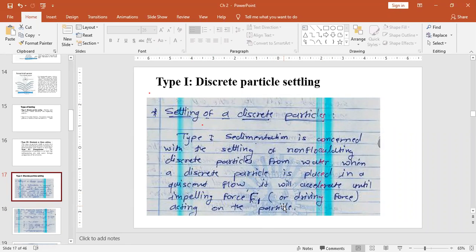Actually, one sentence is missing over here. What should that sentence be? Let me check. The sentence should be like this: it will accelerate until the impelling force acts on the particle, and the particle settles down when the impelling force, or driving force, and the drag force become equal in that tank. At that stage, the particle attains a uniform terminal velocity and starts settling with this constant velocity, and that constant velocity is known as the settling velocity.